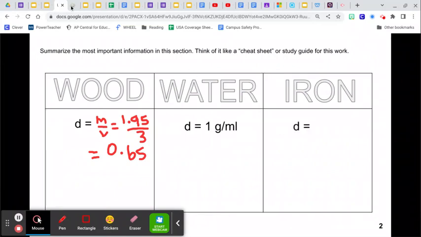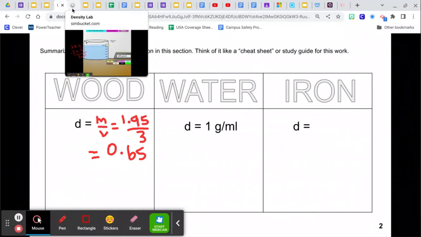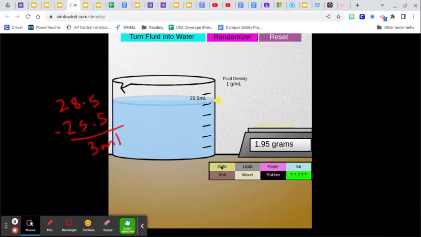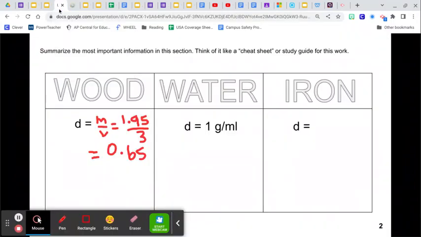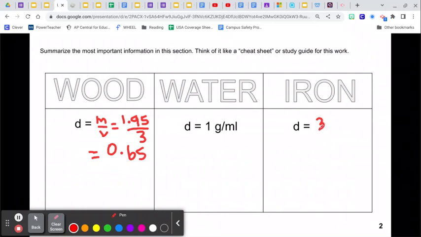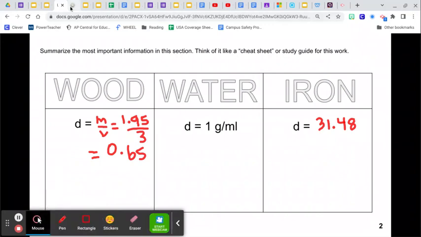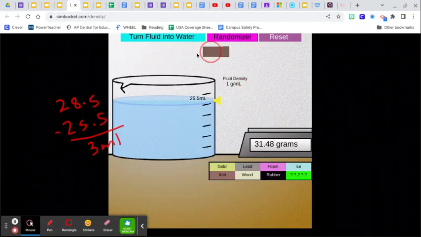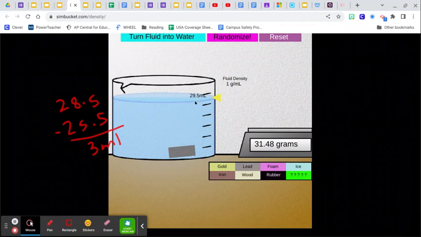Next, we want to find the density of iron. So we're going to use the same process that we used for the wood. This time I'm going to change the material to iron, and I see that it's 31.48 grams. Next, I'm going to find the volume of the iron. So I'm going to drag it underneath the water, and I see that it goes up to 29.5.